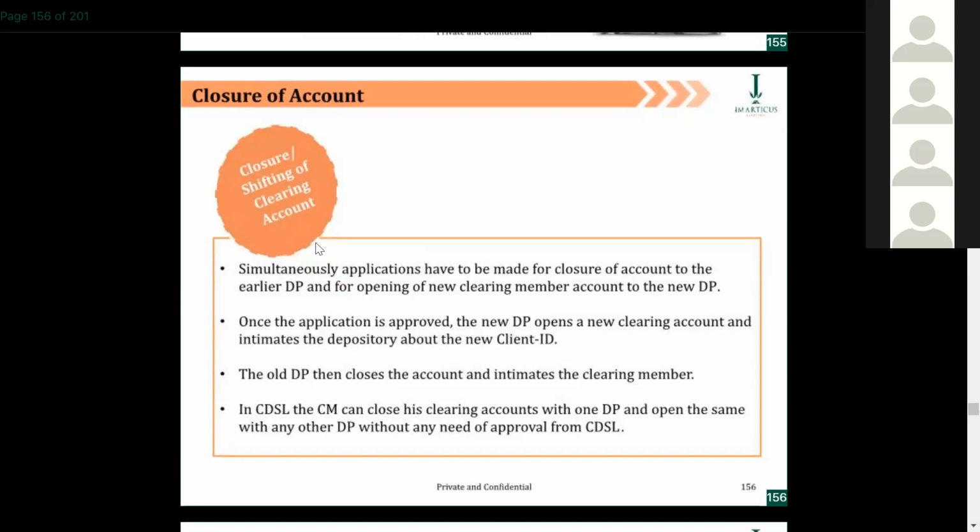Now, closure or shifting of your clearing account. A clearing member cannot exit, but a clearing member might shift his account from one DP to another DP. Simultaneously, you'll have to make an application for closure of the earlier DP account and opening of a new clearing member account with a new DP. Once the application is approved, the new DP opens a new clearing account and intimates the depository about the new client ID.